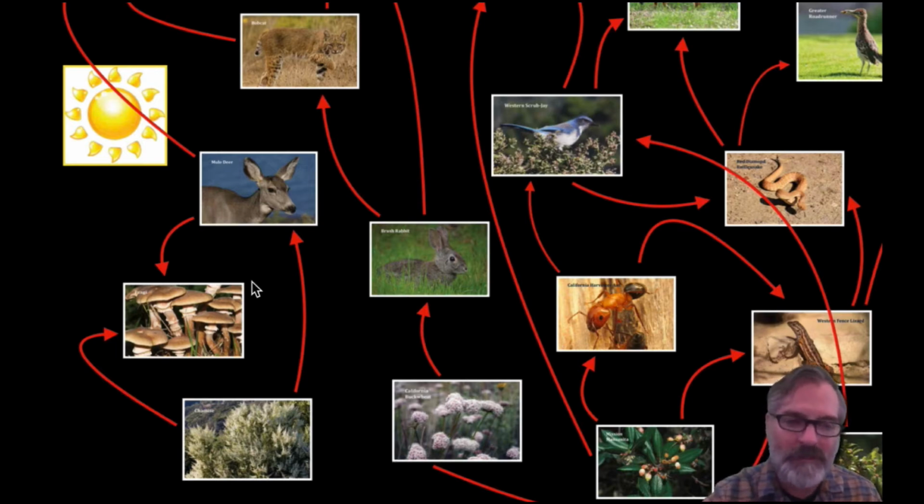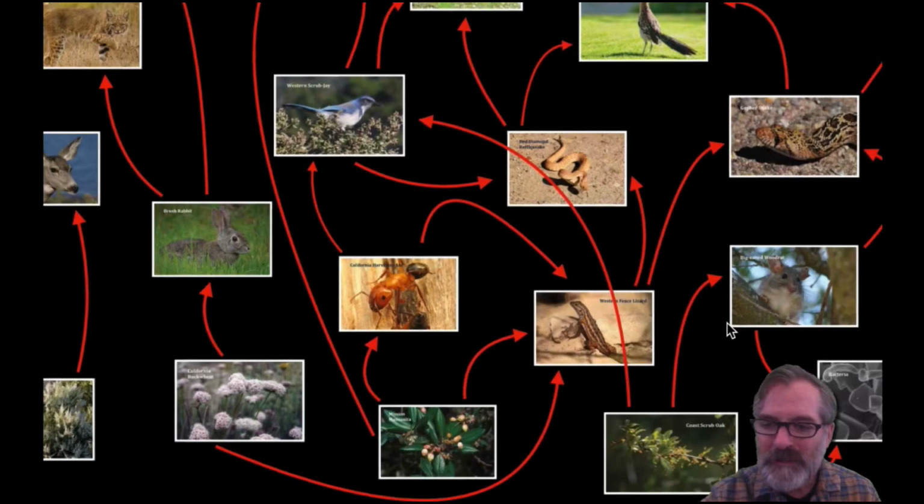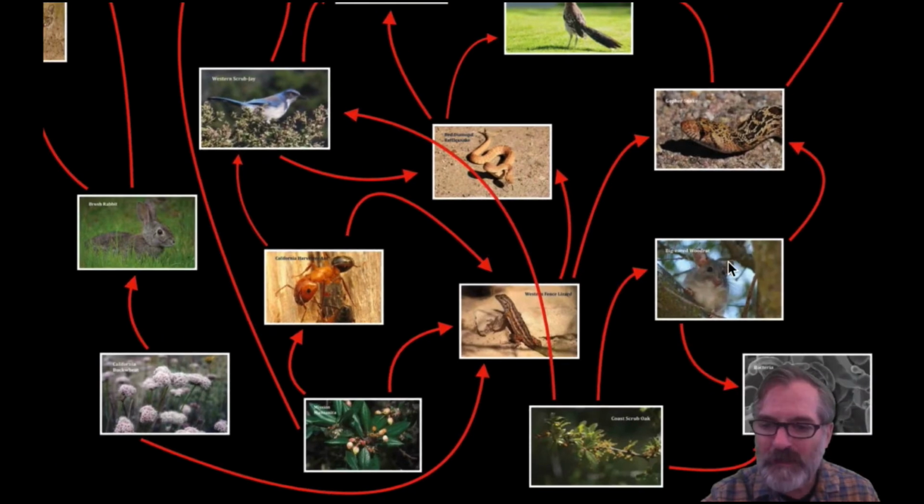So that makes it an herbivore. Let's see if we can find another herbivore. Oh, this bush rabbit here feeds on the California buckwheat. So that's going to make that bush rabbit an herbivore. And it looks like this big-eared wood rat is feeding on the acorns of the scrub oak. So herbivore here.